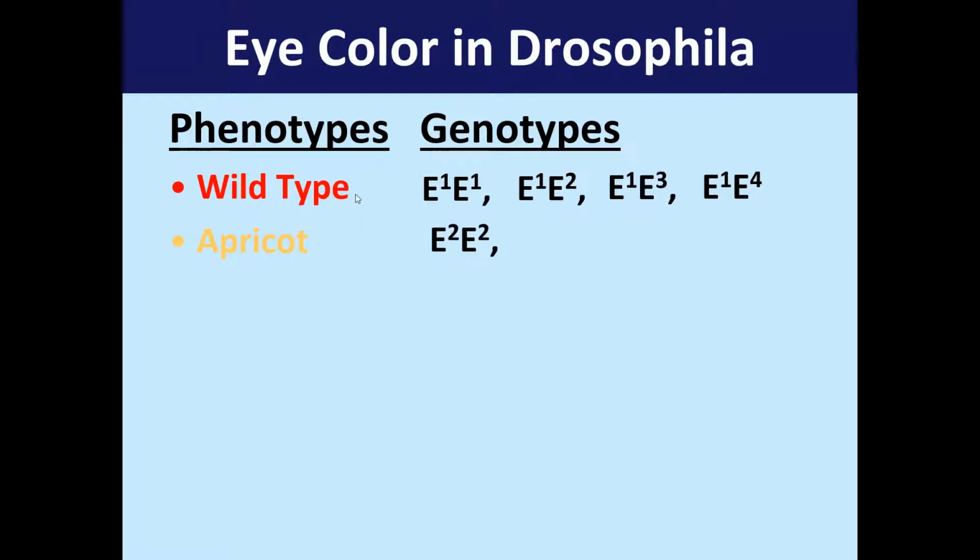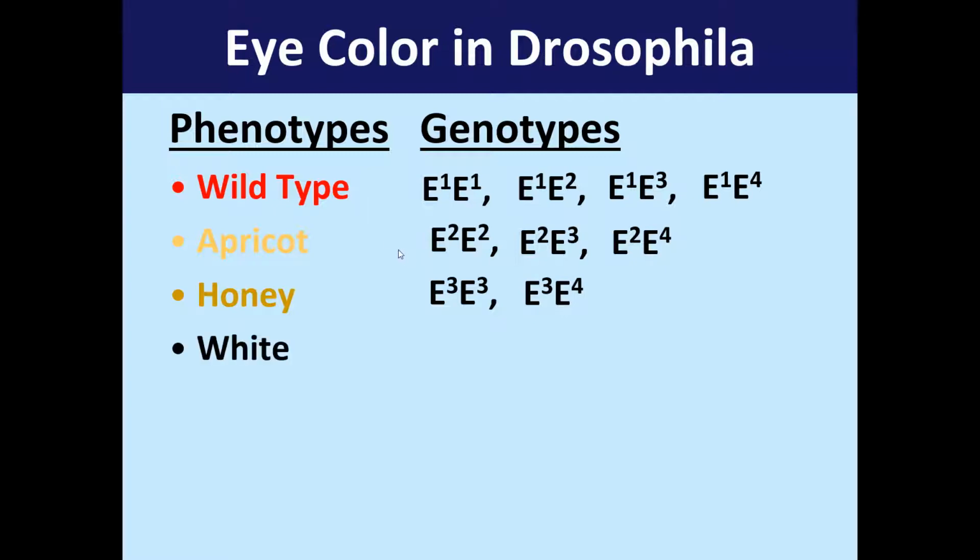So apricot, they can start with E2, E2. They can have E2, E3, or E2, E4. For honey, they can either have E3, E3, or E3, E4. And last, the only way to have white-colored eyes is to be recessive, so to have E4, E4.